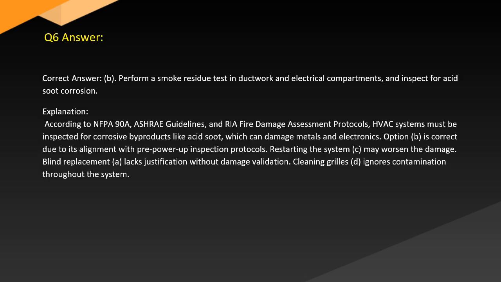Answer. Correct answer: B. Perform a smoke residue test in ductwork and electrical compartments and inspect for acid soot corrosion. Explanation. According to NFPA and ASHRAE guidelines and fire damage assessment protocols, HVAC systems must be inspected for corrosive byproducts like acid soot, which can damage metals and electronics. Option B is correct due to its alignment with pre-power-up inspection protocols.